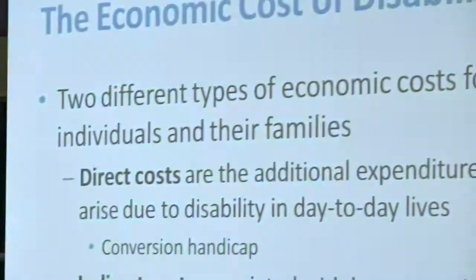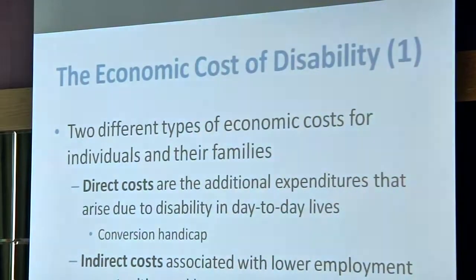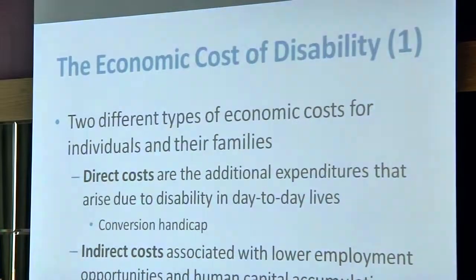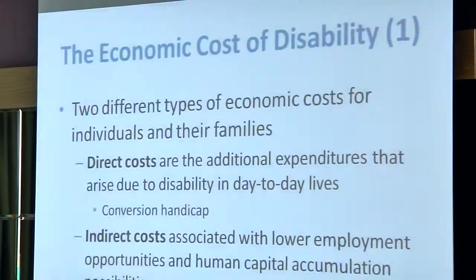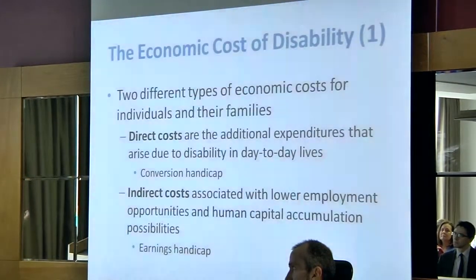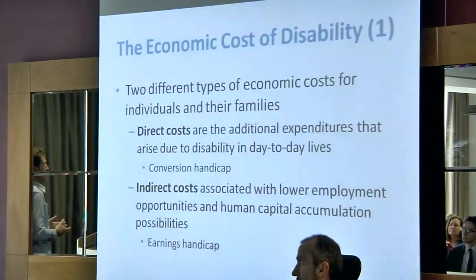So in terms of the economic cost of disability, at least the way economists think about it, there are two different types of economic costs for individuals, but also importantly for their families. The one that I'm going to focus on in the main today is direct costs. And these are basically the additional expenditures that arise due to disability in people's day-to-day lives.